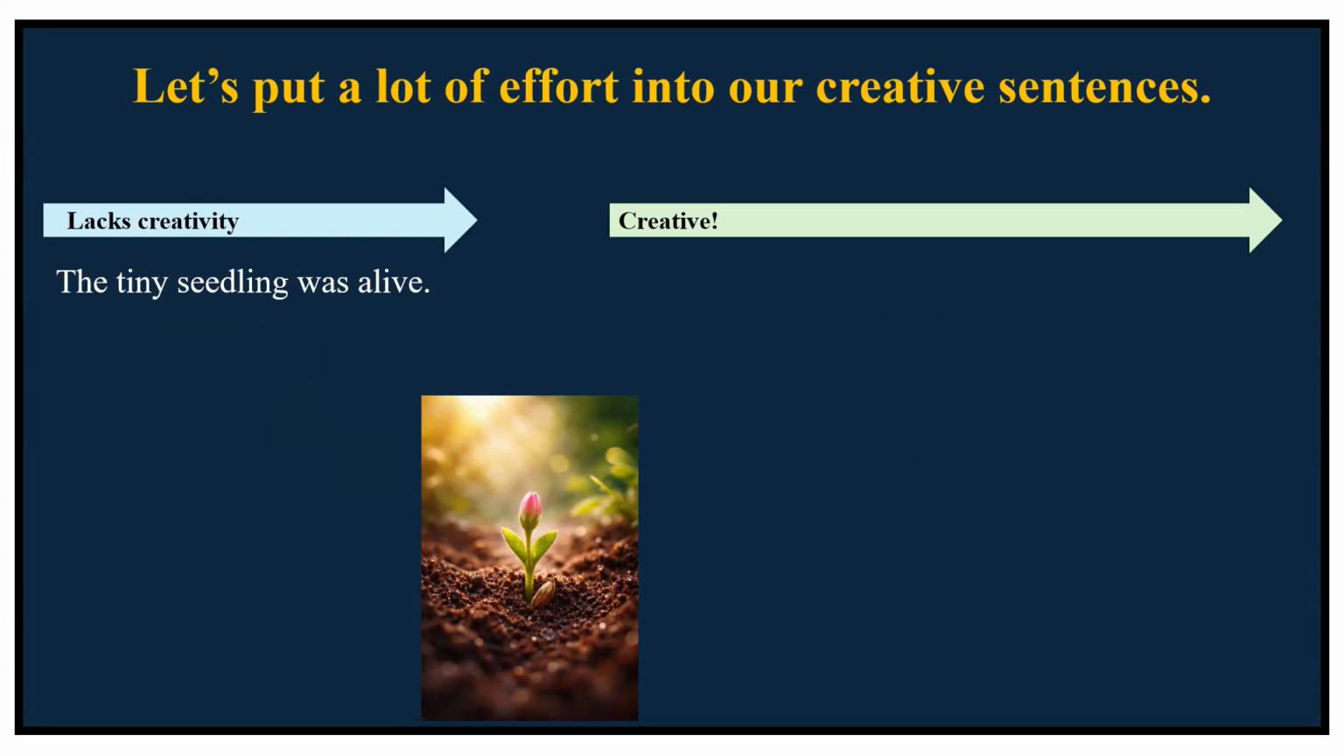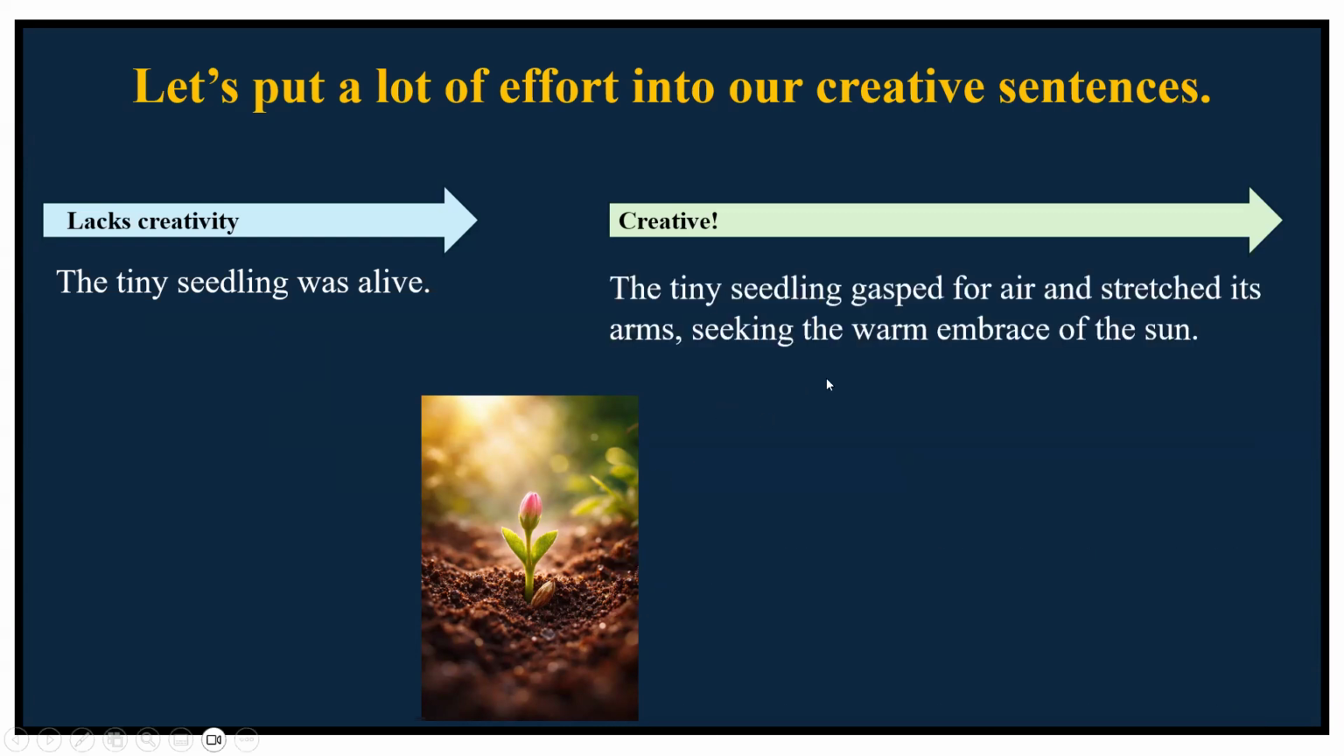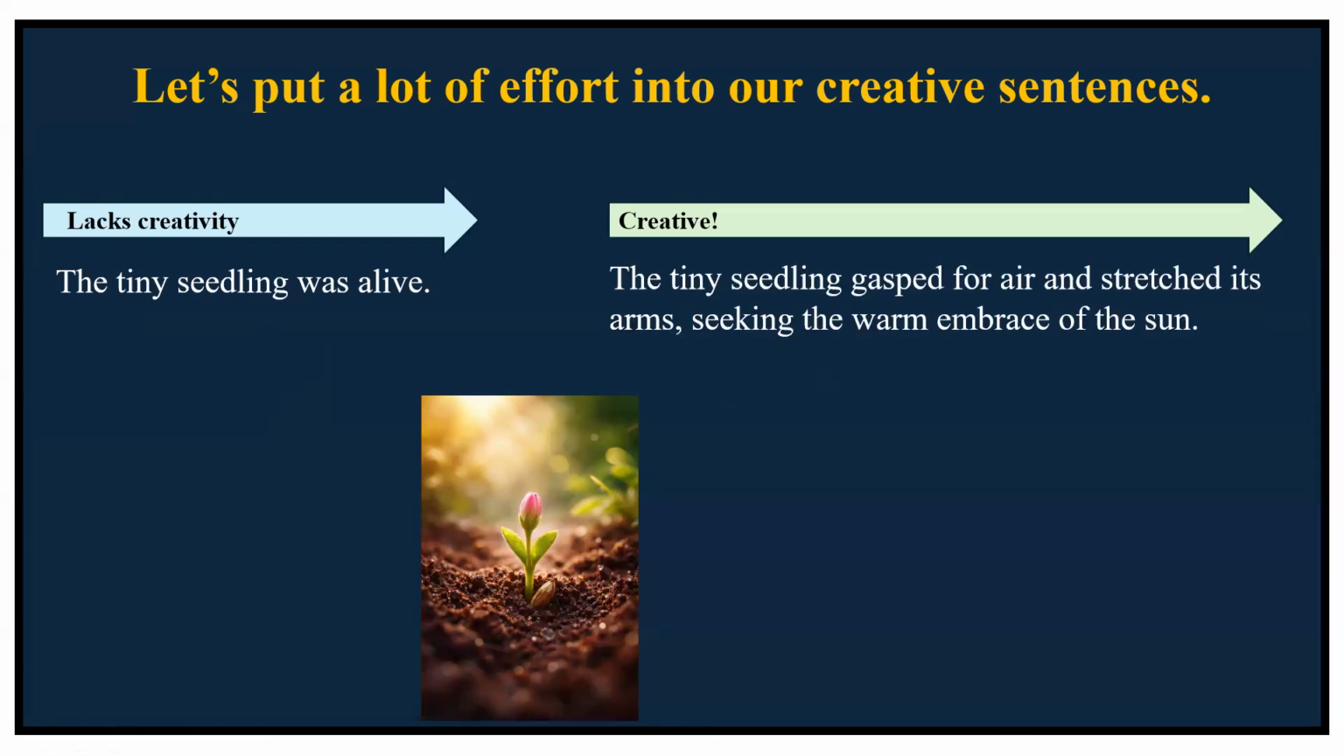Look at the differences between these two sentences, right? So, the tiny seedling was alive is one way of writing about this picture, but another way is the tiny seedling gasped for air and stretched its arms, seeking the warm embrace of the sun. I pretty much said the same thing here and here. I just mentioned that there was a growing seedling in both sentences, but one is rich with vocabulary, one is vivid, one is emotional, one is engaging, and the other, well, is very forgettable.